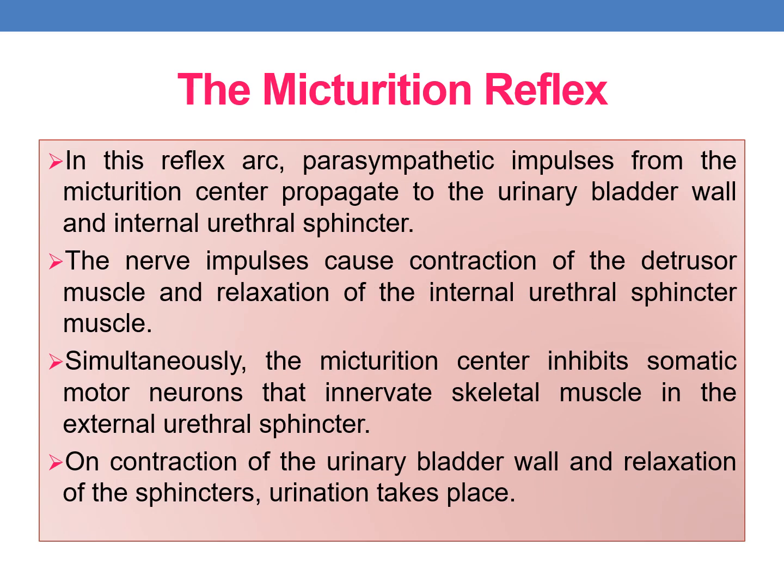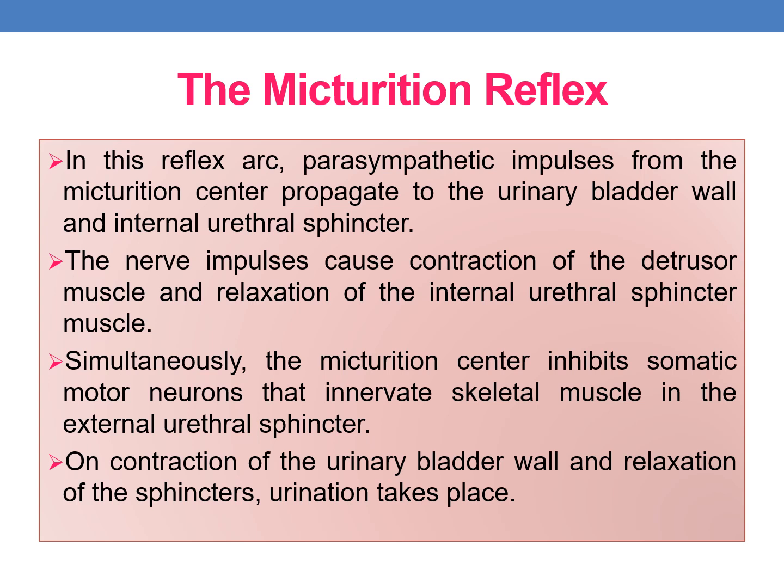In this reflex arc, parasympathetic impulses from the micturition center propagate to the urinary bladder wall and internal urethral sphincter. The nerve impulses cause contraction of the detrusor muscle and relaxation of the internal urethral sphincter.